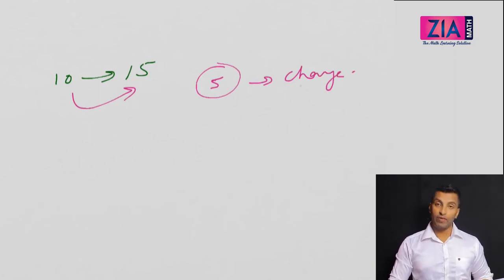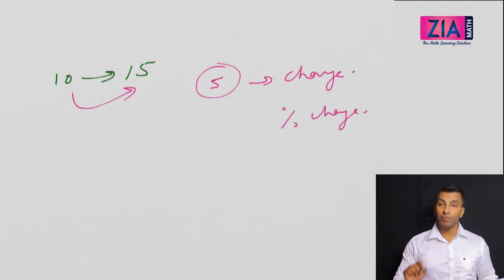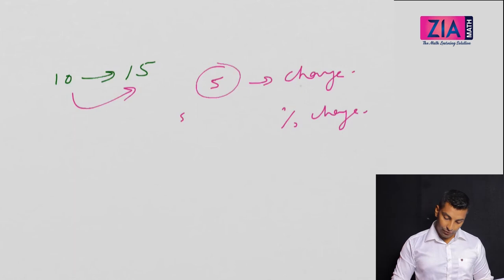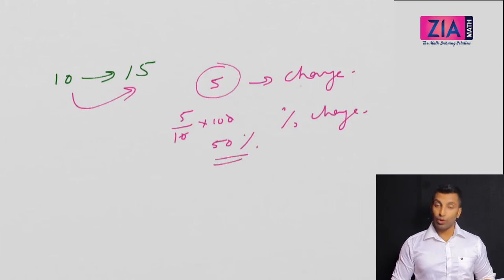Then what we have learned is percentage change. What is the percentage change here? Change divided by original, that means 5 divided by 10 into 100. So what is the answer? 50%, right? So if I ask you what is change, that is 5. Percentage change, 50% change is there.